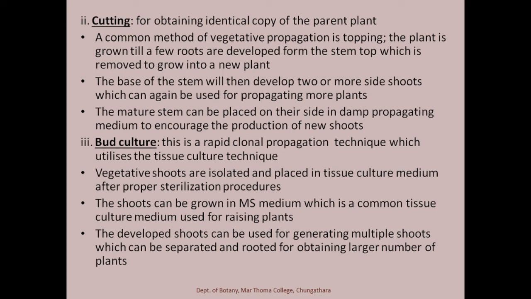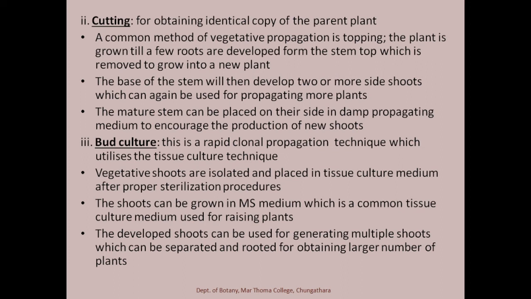Next form of propagation is cutting. It is for obtaining an identical copy of the parent plant. It is a common vegetative propagation method, and it is commonly done by topping. Here the plant is grown till a few roots are developed from the stem top, and then after the roots are formed, the top part is cut and it is grown into a separate plant. This process can be repeated and we can obtain a large number of plants from the same parental plant, and the mature stem can be placed on its side in damp propagating medium to encourage the production of new shoots.